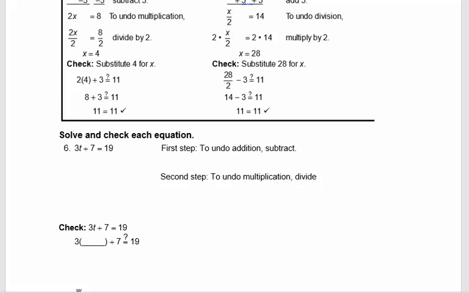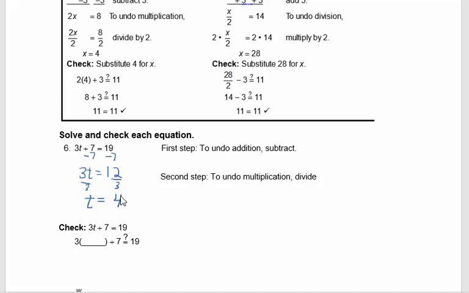In number 6, it says the first step is to undo addition, so you should subtract. To undo the plus 7, we subtract 7. That leaves us with 3t equals 12. Then our second step is to undo the multiplication, the times 3, so we divide both sides by 3, and we get our answer: 12 divided by 3 is 4.